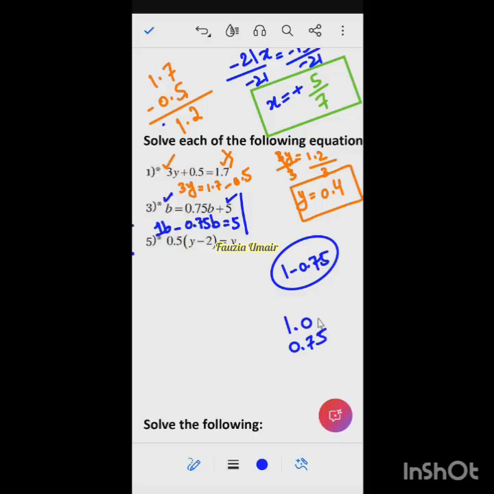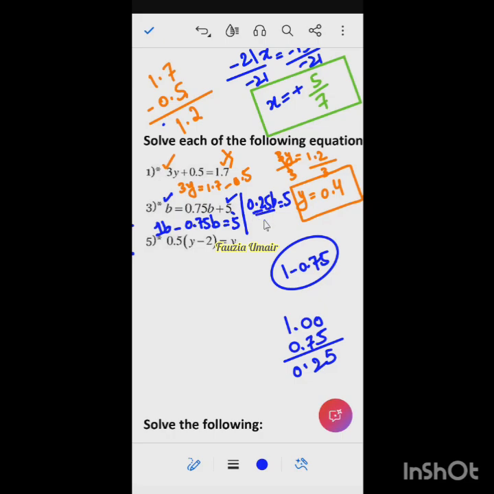I will just pad the zeros. 1 minus 0.75. Now I will subtract. 10 minus 5 is 5. 9 minus 7 is 2. So 0.25 is the answer. 0.25b is equal to 5. So now divide with what?